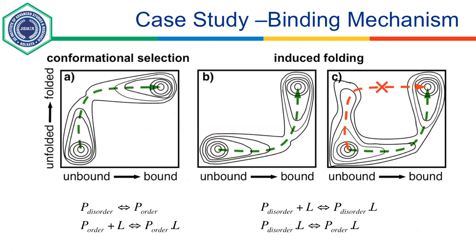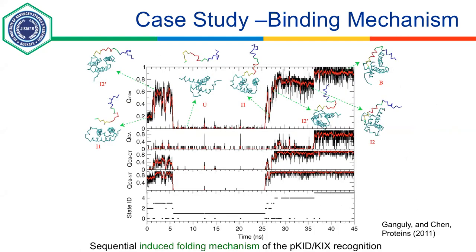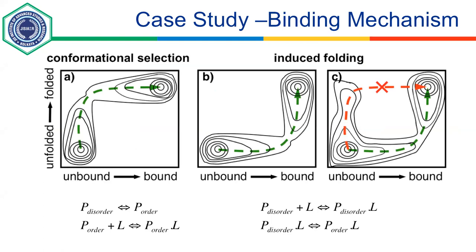Okay, so the next story is a little different. Here we have two proteins. One is phosphorylated KID, we call pKID, and its binding partner KIX. Both are required to take care of some complex cellular household. But pKID is intrinsically disordered, meaning pKID does not fold without KIX. It can fold before binding. So look at this schematic: unfolded to folded, and here unbound to bound. So sometimes it folds first and then binds. Sometimes it binds first and then folds. Please ignore this image.